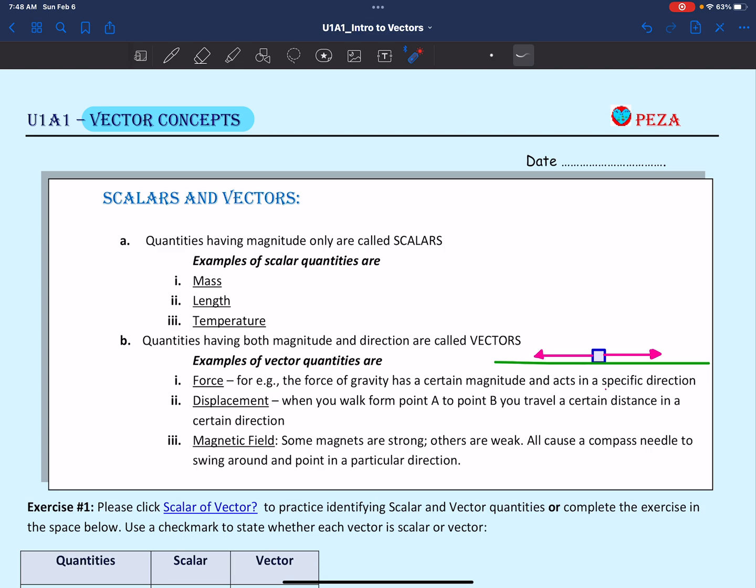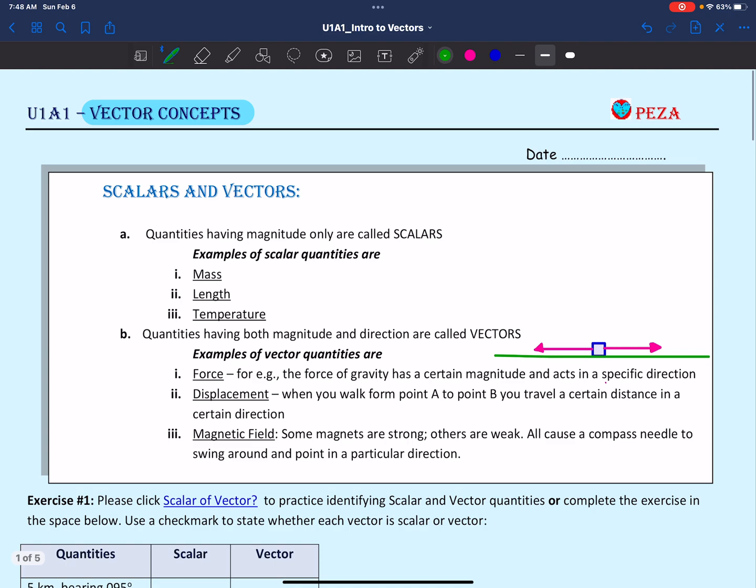So let's take an example of a vector quantity, the force. Suppose that we have an object that is sitting here on a flat surface. We're applying a force of, say, for example, 10 newtons. Now, this force will cause a displacement in the object. And the bigger the force, the further the object will be from the initial position.